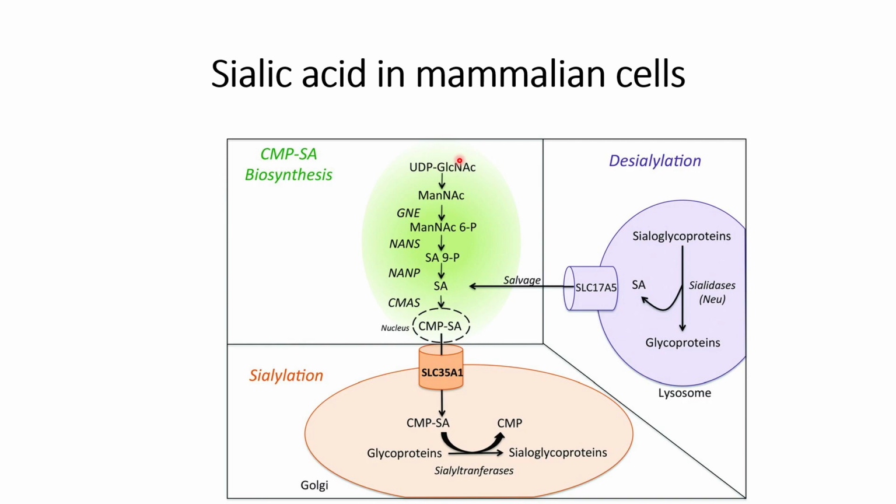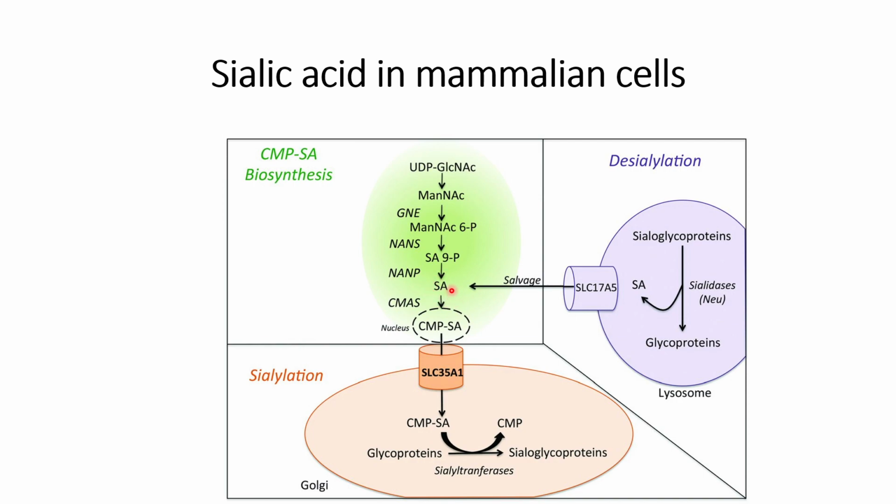So we start with UDP-GlcNAc. This is the carbohydrate that is bound to the UDP. It is first converted into ManNAc, and thereafter with the help of the enzyme GNE it is converted into ManNAc 6-phosphate. From this, the enzyme NANS helps in the conversion of ManNAc 6-phosphate to sialic acid 9-phosphate. Now it needs to be dephosphorylated. Dephosphorylation can be done by the enzyme NANP, and here the sialic acids are formed.